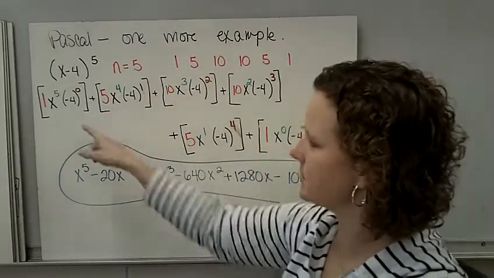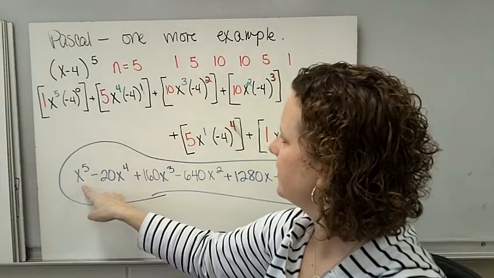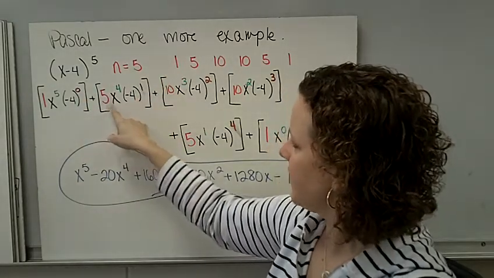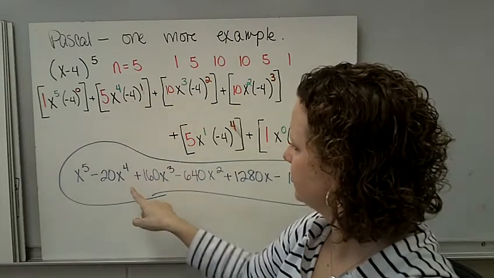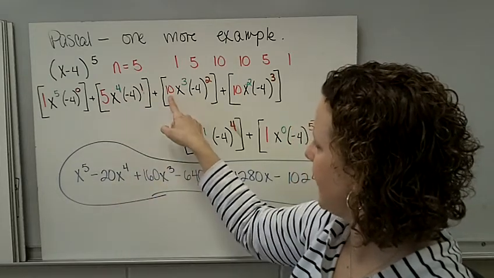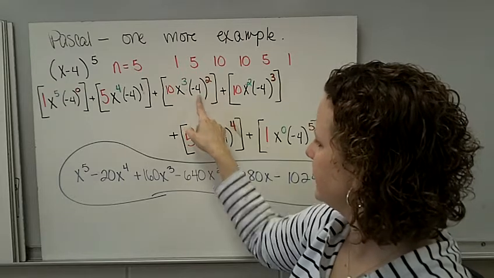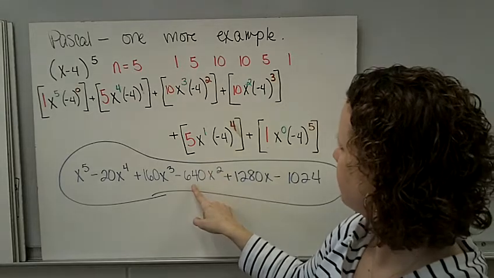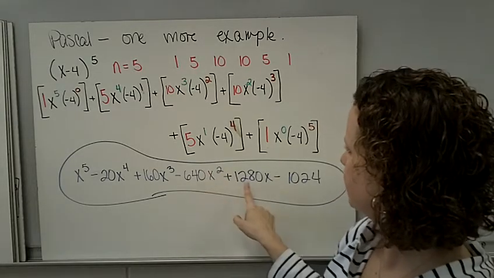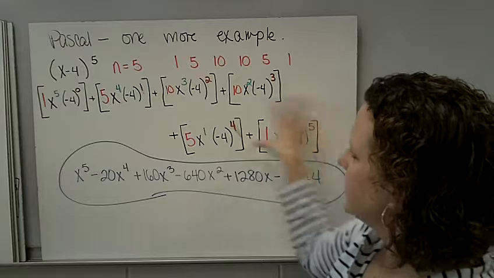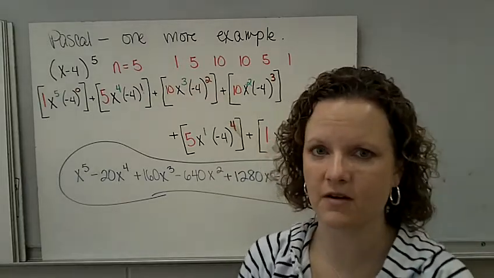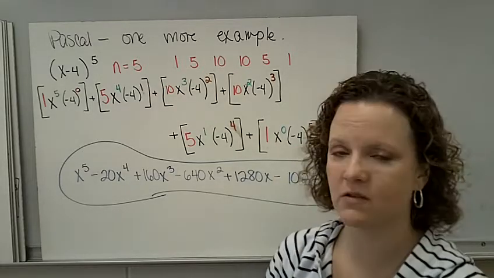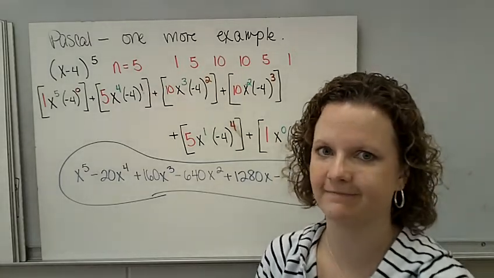There's no collecting like terms in this. x to the 5th, anything raised to the 0 power is 1. 5x to the 4th times negative 4, negative 20. 10, negative 4 squared is positive 160. 10, negative 4 to the 3rd power, negative 640, etc. So I really think, especially for the higher power binomials, that Pascal's triangle makes much better sense. Thanks a lot.